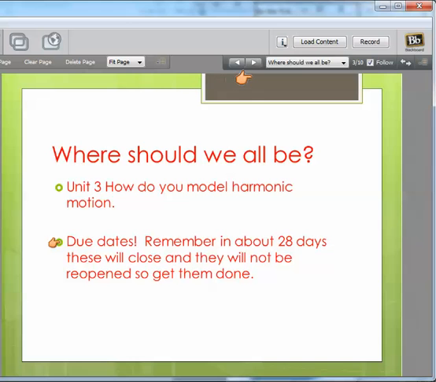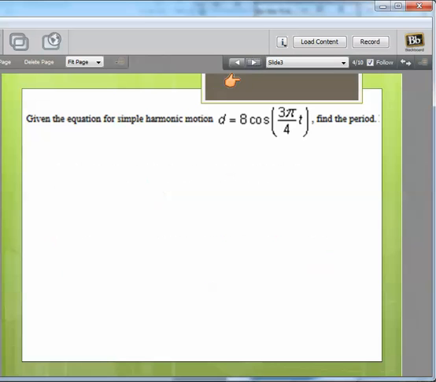Remember, after 28 days, we close down things, so you want to make certain you got everything taken care of and there are no zeros out in that grade book because that's going to hurt you the most.